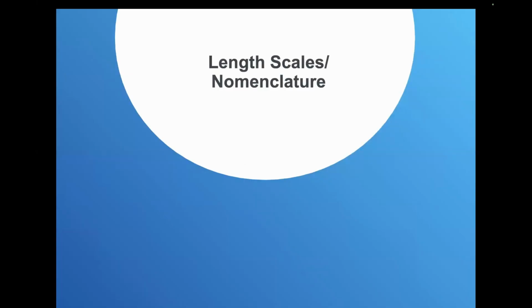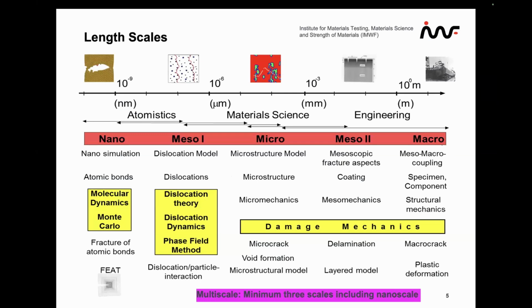I'll start with length scales and definitions. The length scales involved range from nanoscale up to macroscale, with microscales, and intermediate dislocation relevant mesoscale 1 and mesoscale 2 for continuum mechanical aspects. Involved are a number of methods which I will show in a moment. And when we talk about multiscaling, we mean minimum 3 scales are involved, and including nanoscale. If we have continuum mechanical multiscaling, we talk about many scaling to discriminate from real multiscaling.